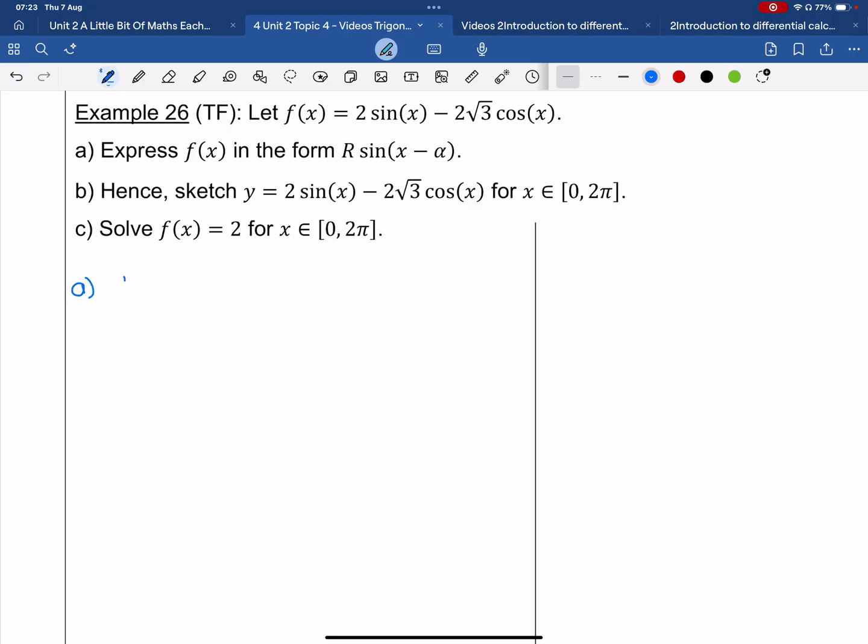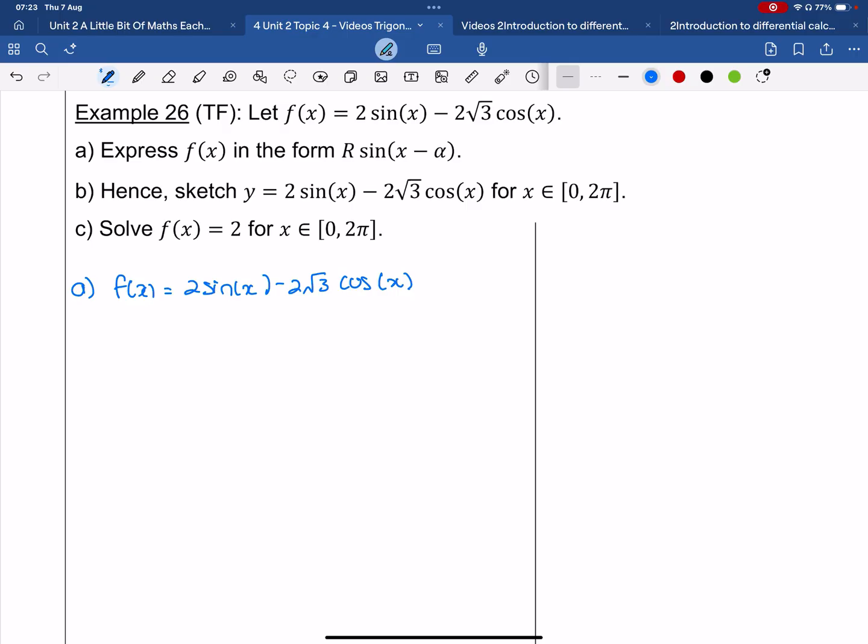Let f of x be 2 sine of x minus 2 root 3 cos of x. And we need to express this in the form r sine of x minus alpha. So notice I've got a sine and a cos, and I need to express it as r times sine of x minus alpha. Okay.